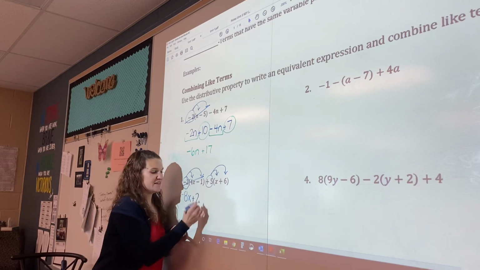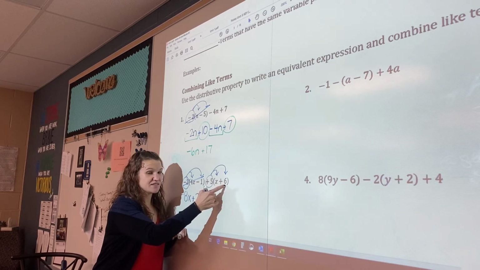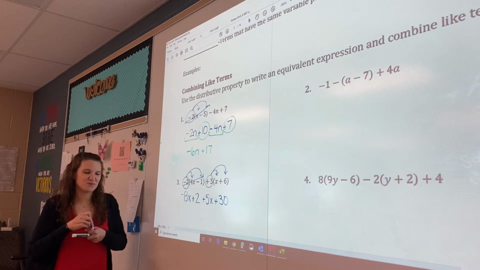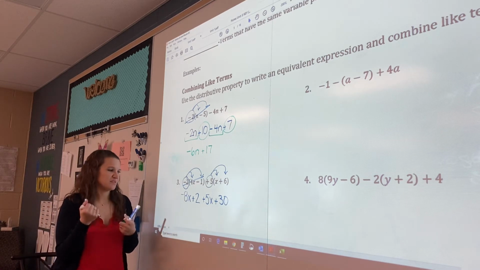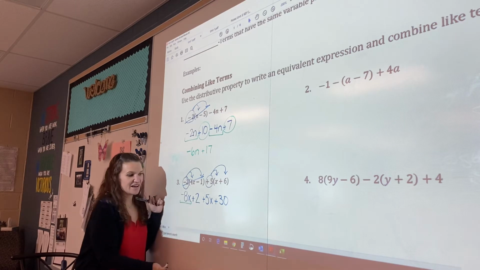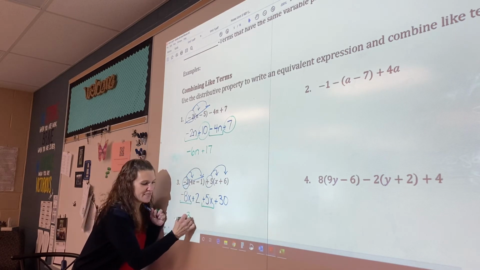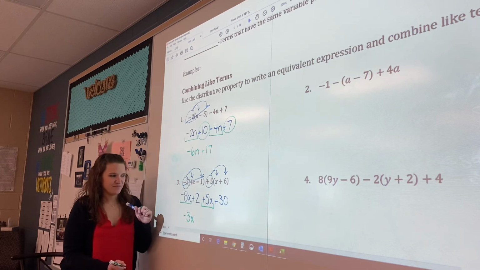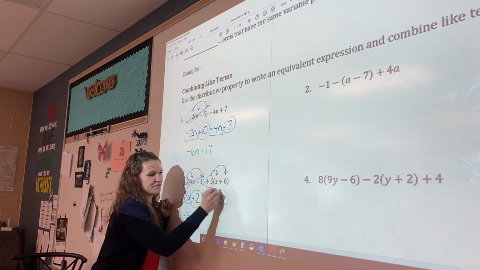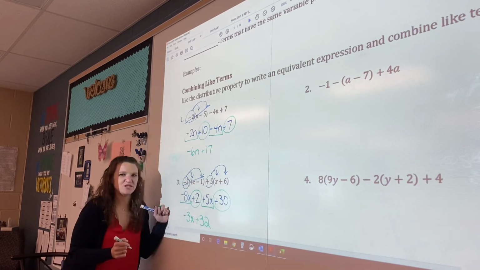+5 times x gives me a +5x. +5 times +6 gives me a +30. All right, so far so good. Let's look for our like terms. I see that we have some x's. A -8x plus a +5x gives me a -3x. Now my constants. I have a +2 and a +30. So together, they give me +32.